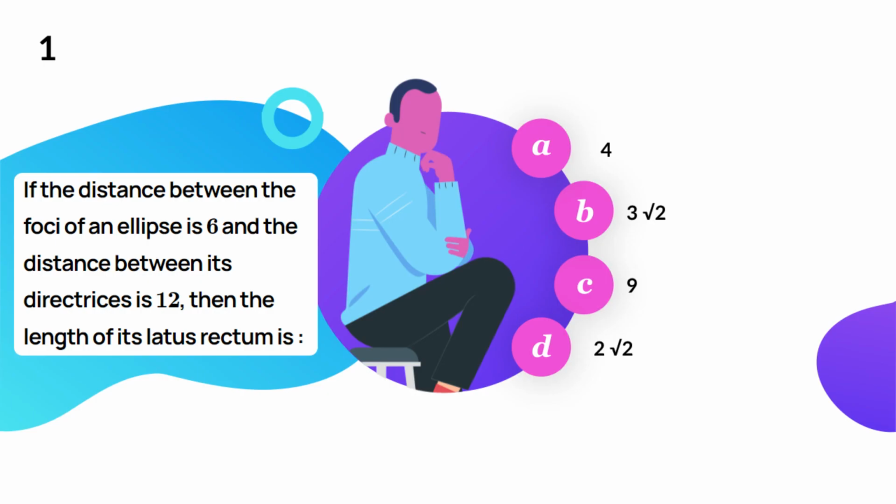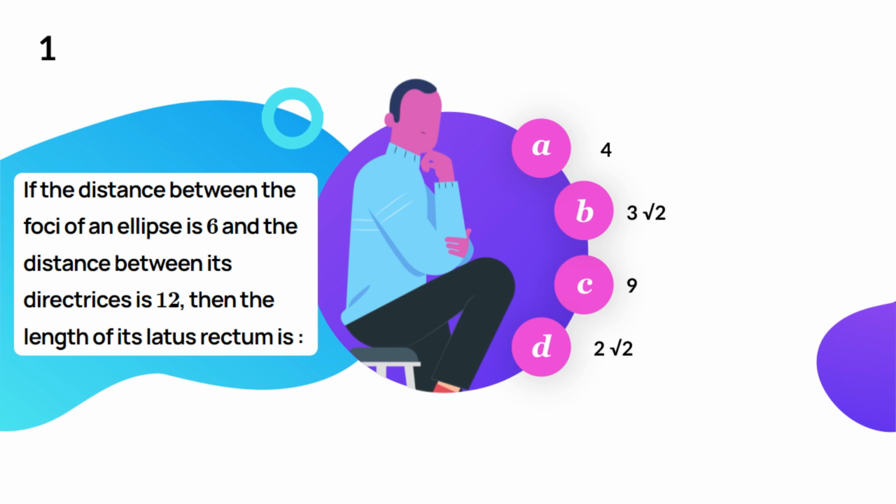So the first question that is given, it is saying that if the distance between the foci of an ellipse is 6 units and the distance between its directrices is 12 units, then the length of the latus rectum is: option A is 4, option B is 3 root 2, option C is 9, and option D is 2 root 2. So it is a question from JEE Main 2020. So let us see how we can solve this problem.